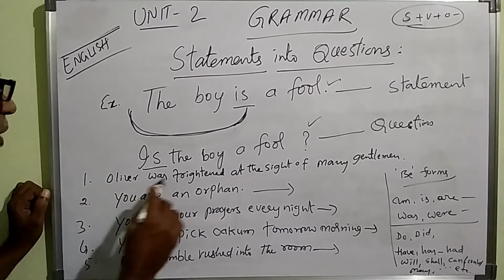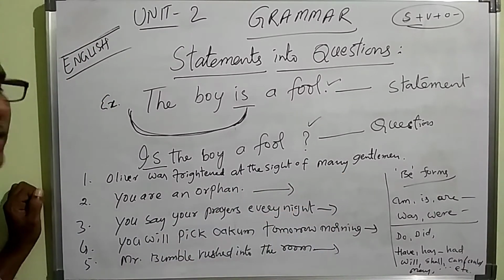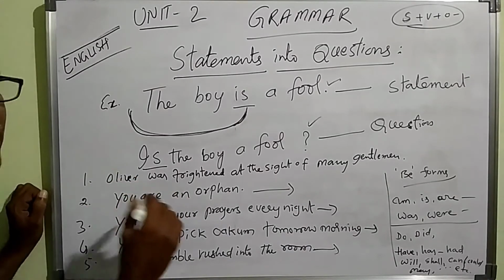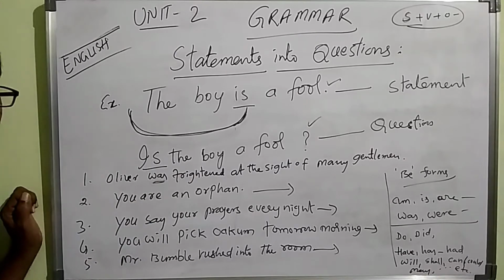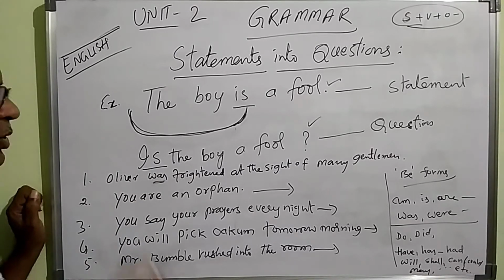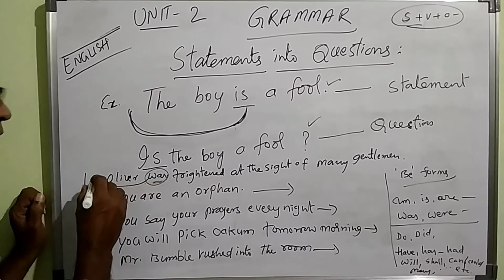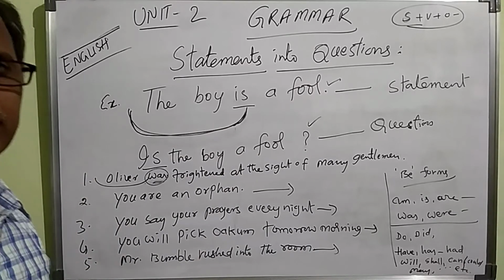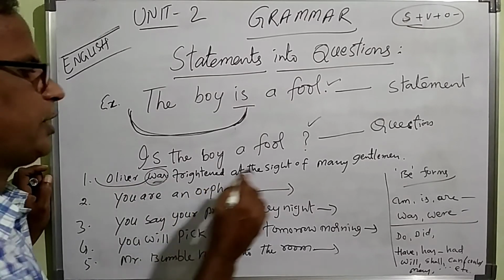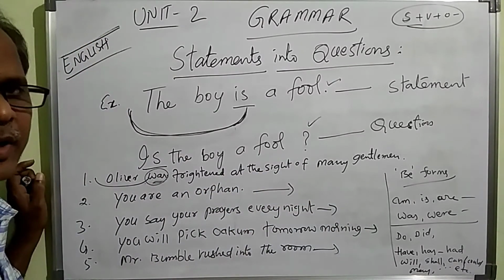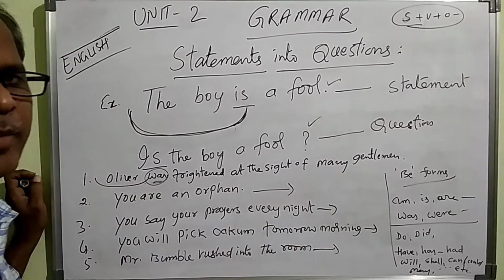You see here, Oliver was frightened at the sight of many gentlemen. This is a statement given to you. In which tense is it given? Past tense. Is it right? Was, a be form, is given to you. That is why you can understand this is the simple past tense. So to make the question, if you take this be form to the beginning of the statement, it becomes a yes or no answer question. Am I right? Then what will come here? Was Oliver frightened at the sight of many gentlemen? That is the question. I repeat that. Was Oliver frightened at the sight of many gentlemen?